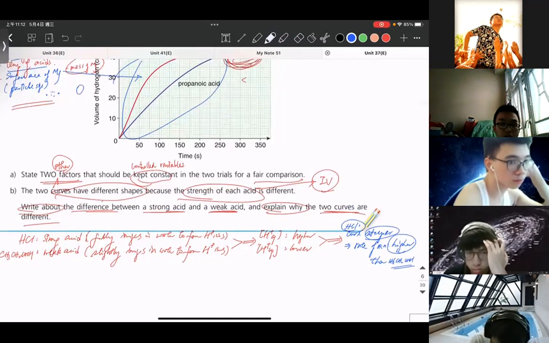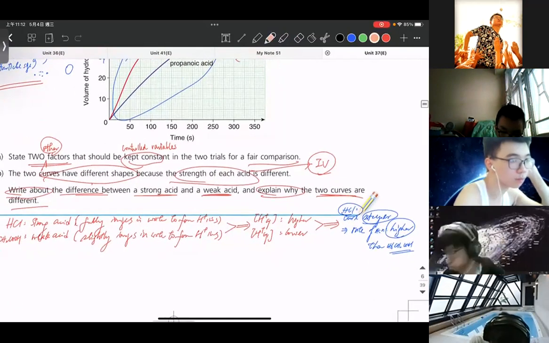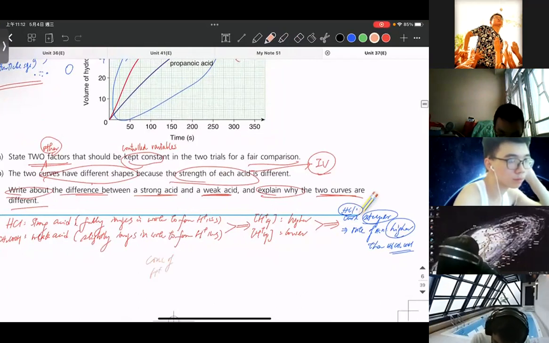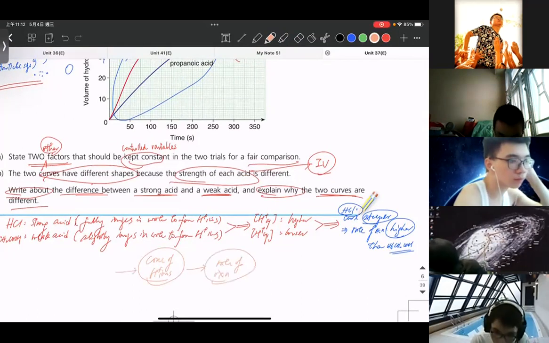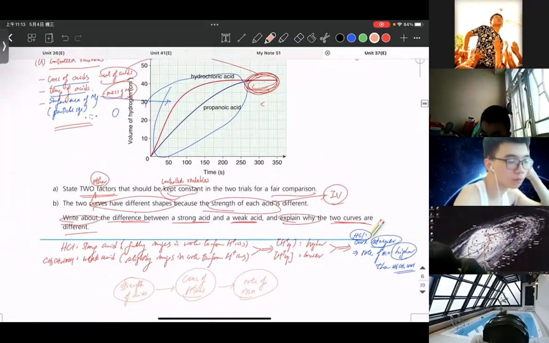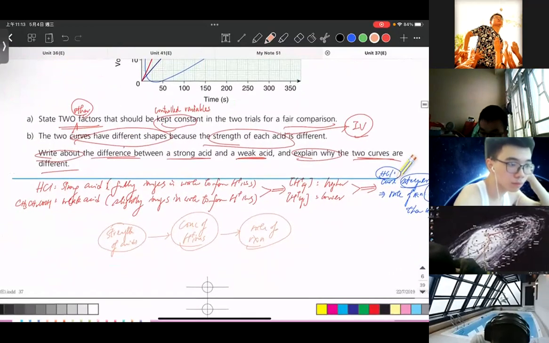Do you understand? Do you understand logical flow? So in short, the logical flow is the concentration of hydrogen ions that would affect the rate of reaction. Okay, while this one, concentration of ions, it is affected by the strength of acid. Can you see the flow? So from this question, here comes the logical flow. The strength of acid affects the concentration of hydrogen ion.